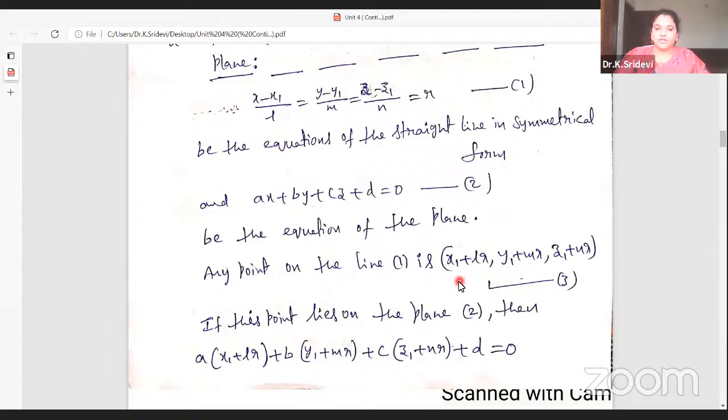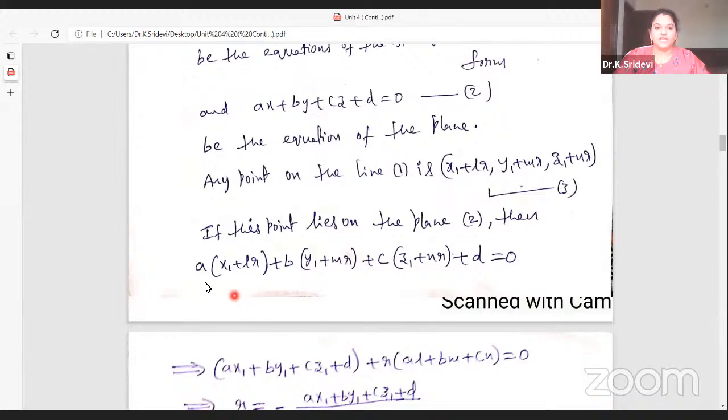Now, if this point lies on the given plane, then definitely this point satisfies this equation. Satisfies means take the x coordinate in the place of x, the y coordinate in the place of y, and the z coordinate in the place of z in this equation. So if this point lies on the plane, then A into (x1 plus LR) plus B into (y1 plus MR) plus C into (z1 plus NR) plus D is equal to 0.